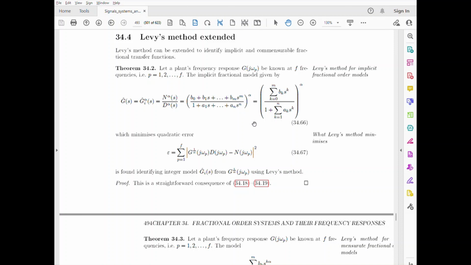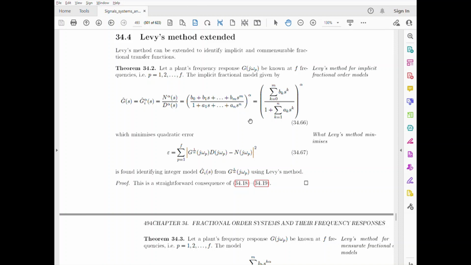Of course, to do this, I have to know beforehand what is the value of alpha. This is the first thing that we have to know, just as we always have to know the orders of the denominator and of the numerator. The order alpha can be obtained, as we saw, from the slope of the gain and from the phase at high frequencies.